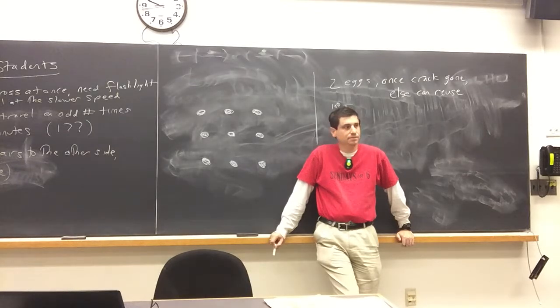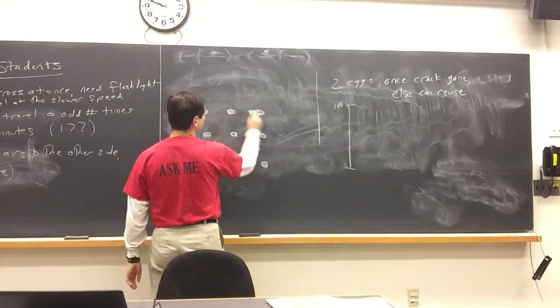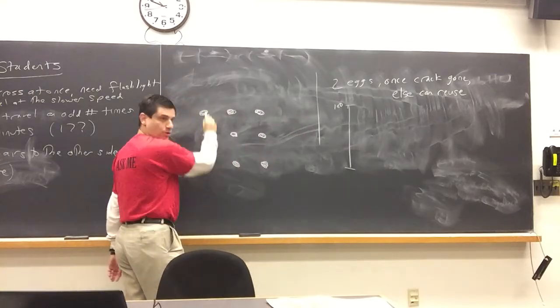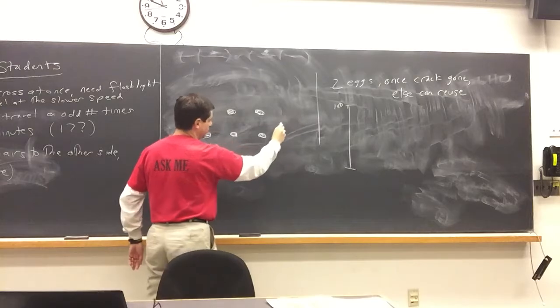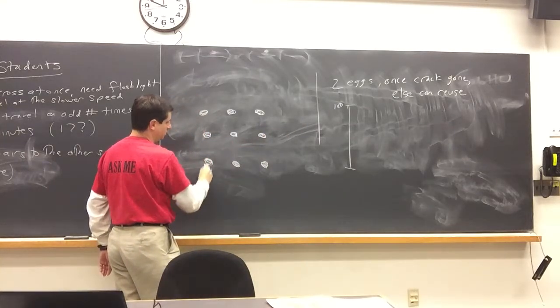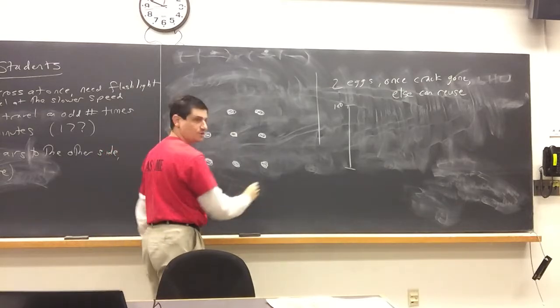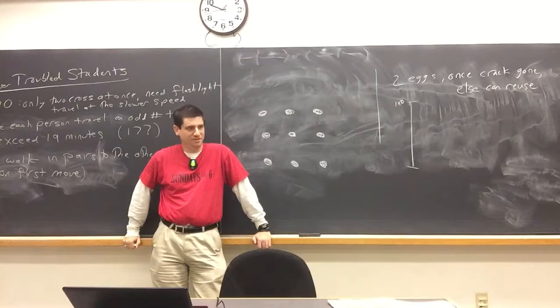Basically, 1, 2. So let's see. 1, 2, 3, 4. Okay, that should work. So I go 1 and I get those 3. 2, I get those 3. 3, I get those 3. Those and those. So something like that. So 4 is not so bad. How about 3?